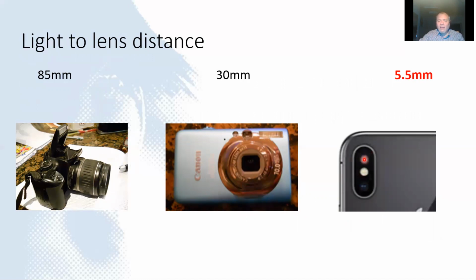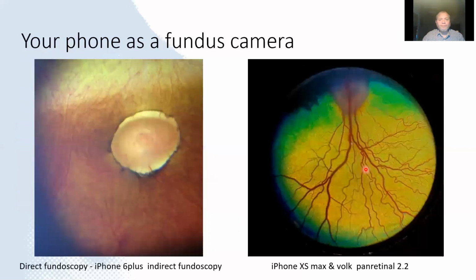And if I can get that distance to be smaller than the size of the pupil of my patient, and I can see into the eye in the same way as I could with an ophthalmoscope, it allows us to use our camera as a fundus camera. And we use it in 2 different ways. In the horse, we almost exclusively use it to do what's called direct fundoscopy.